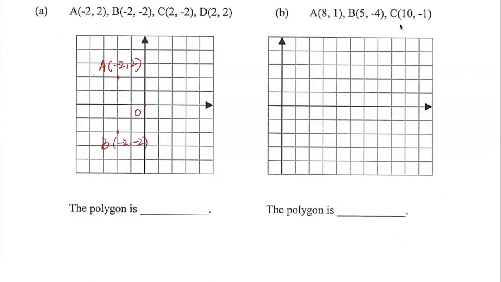Okay, and C, 2, -2, is this point. So 2, -2. And this is point C. And D, 2, 2. So this is D, 2, 2.